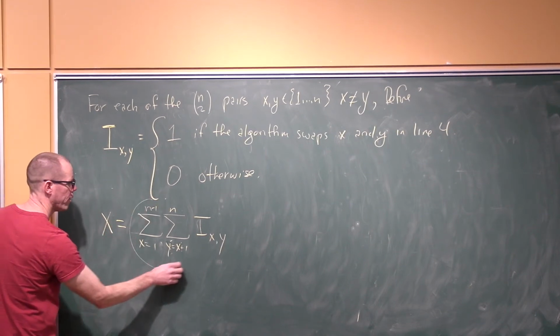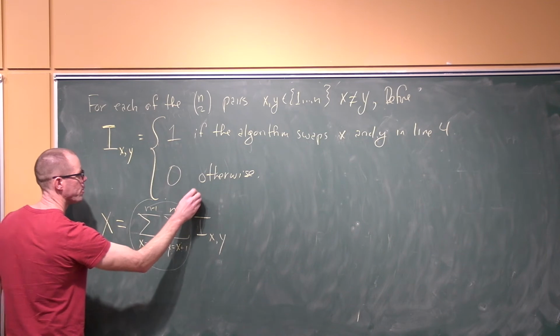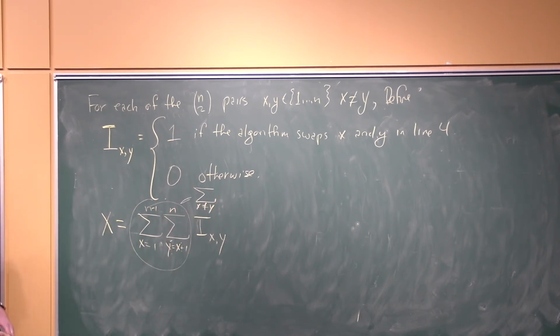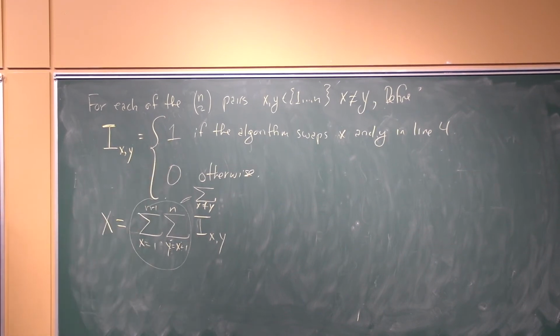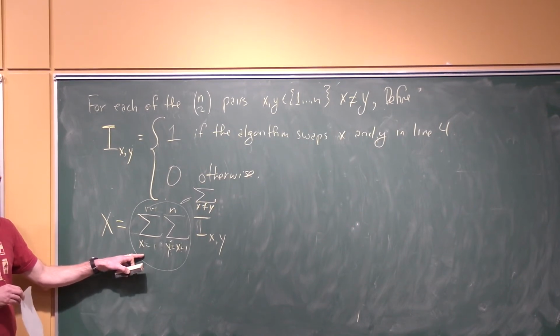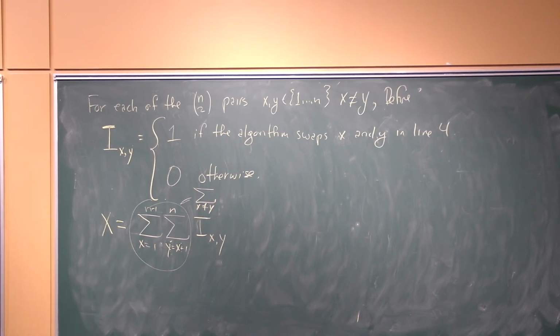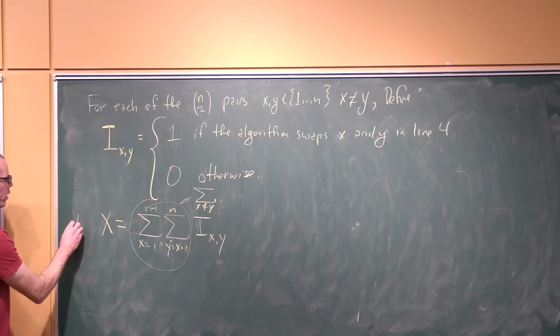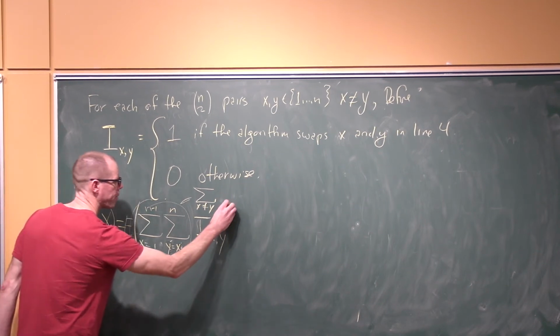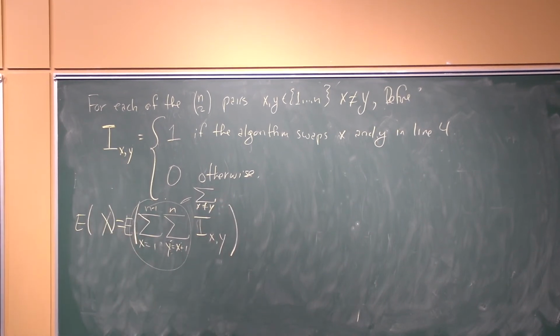Sometimes if you want to be concise, you might write something like x not equal to y, where we know that these range over 1 to n. But this is basically all the pairs x and y counted exactly once. Okay. All right. So what's the next step? Well, we want the expected value of x, which means we want the expected value of this thing. And what happens next? What always happens next?